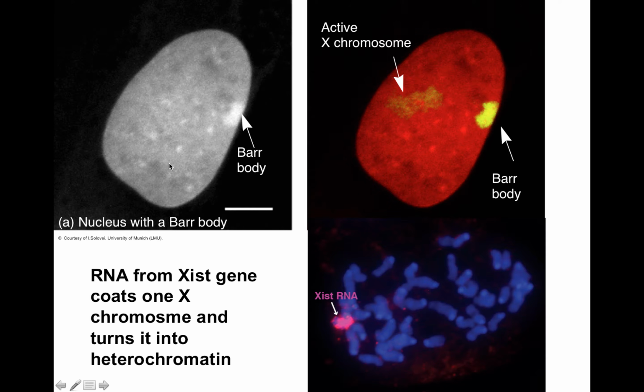Here's a nice picture of a nucleus and a fluorescent image of a Barr body. In this image, with the color enhancement, you can see the other X chromosome that has the chromatin much more loosely organized, whereas the Barr body is very tightly compacted. This is a different nucleus looking at a fluorescence in situ hybridization to Xist RNA, and you can see that only one X chromosome in this whole nucleus has the Xist RNA being expressed and being tightly associated with the X chromosome.